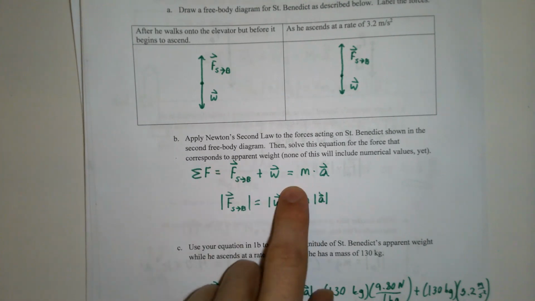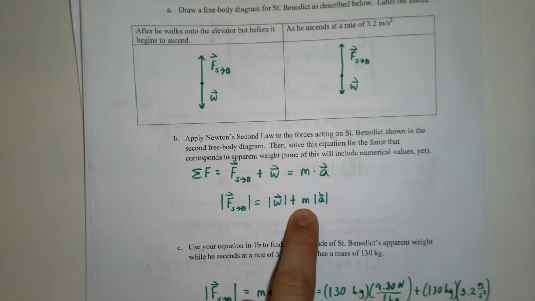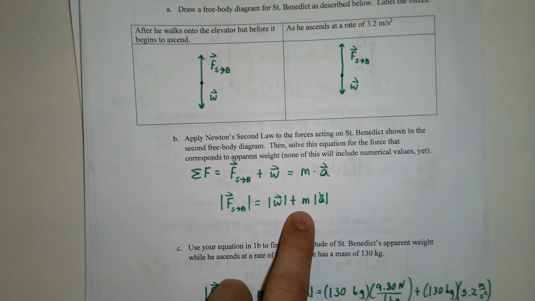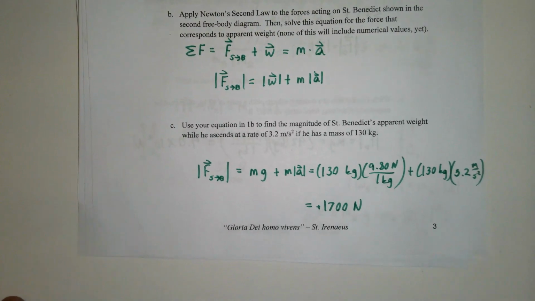When we solve this equation, we see that the force of the scale must oppose his weight and cause his acceleration. So mass times acceleration, we plug that into our formula here, and we find that 1,700 newtons of force is what it takes in order to accelerate St. Benedict, who has a mass of 130 kilograms.